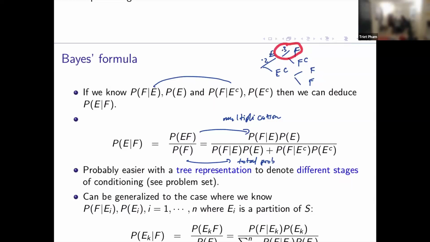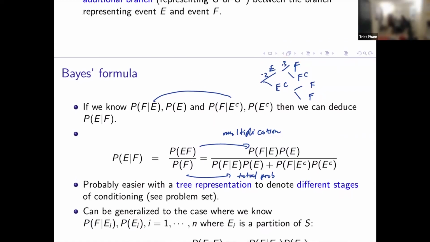This 0.3 here is not P of F, at least in the meaning of the tree representation. We write 0.3 there, but that 0.3 is the weight starting at E. Because for example, you could have started here with 0.5. So really, that 0.3 there is P of F given E, and that 0.5 there is P of F given E complement. So the tree representation, because you move from node to node, has that kind of meaning.